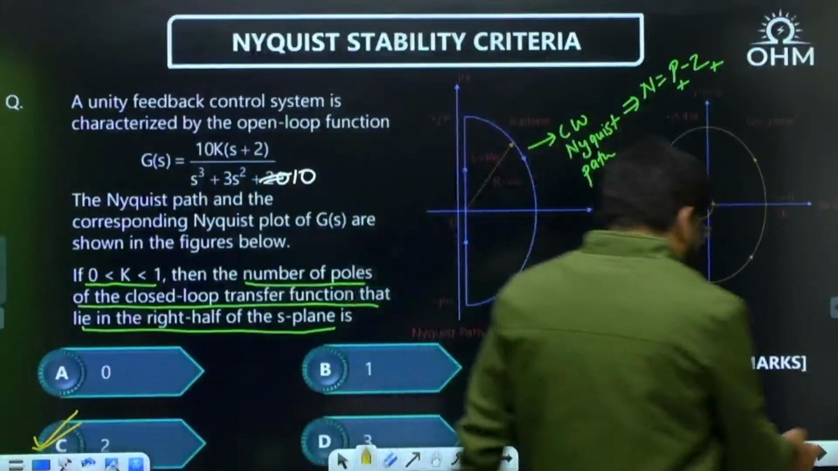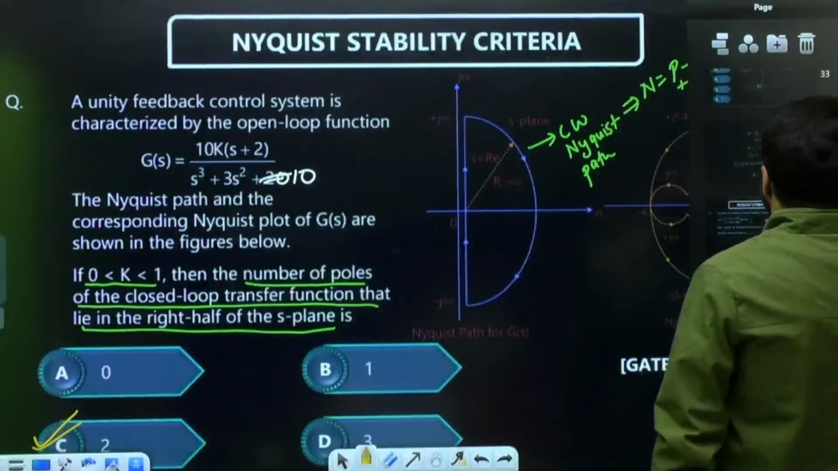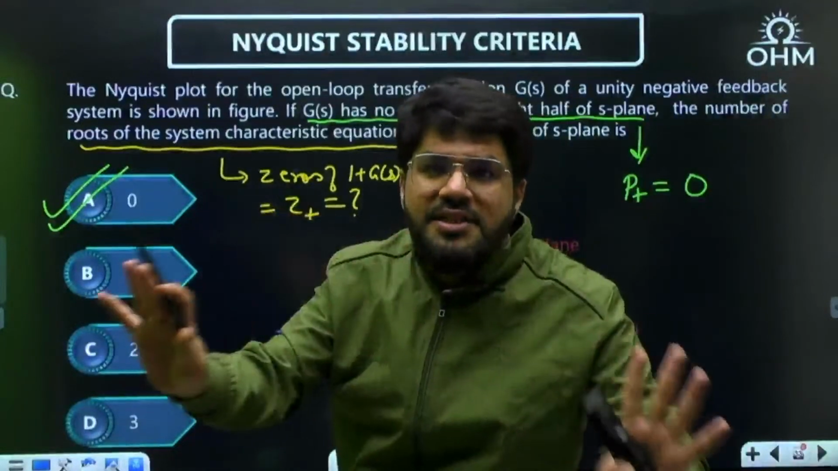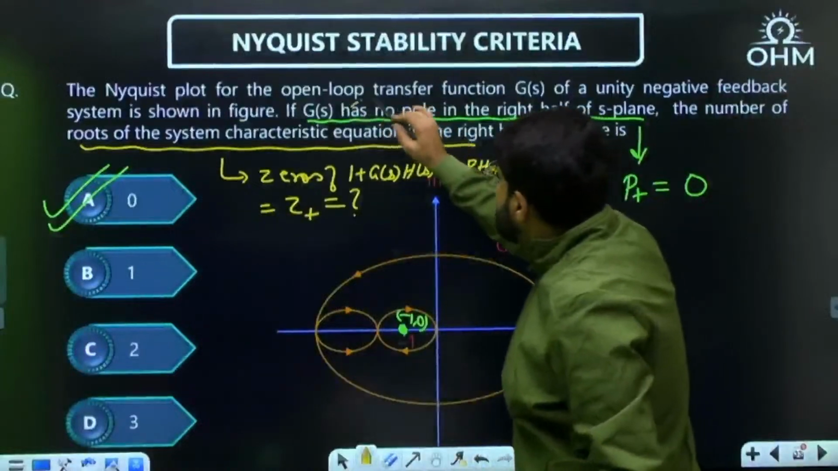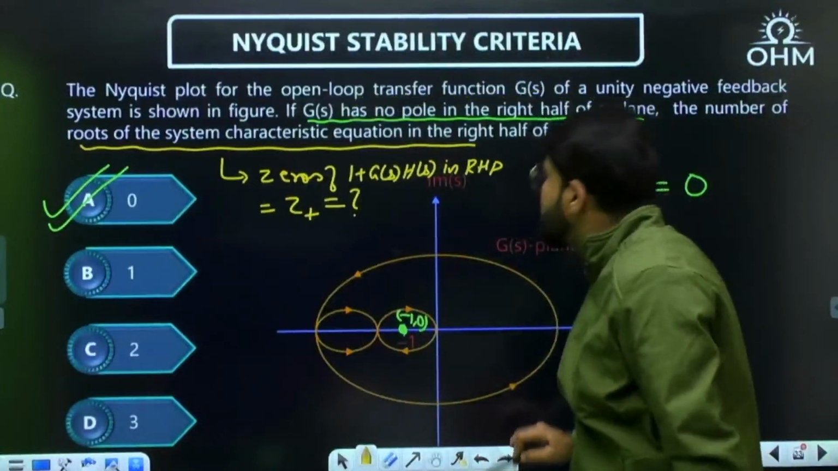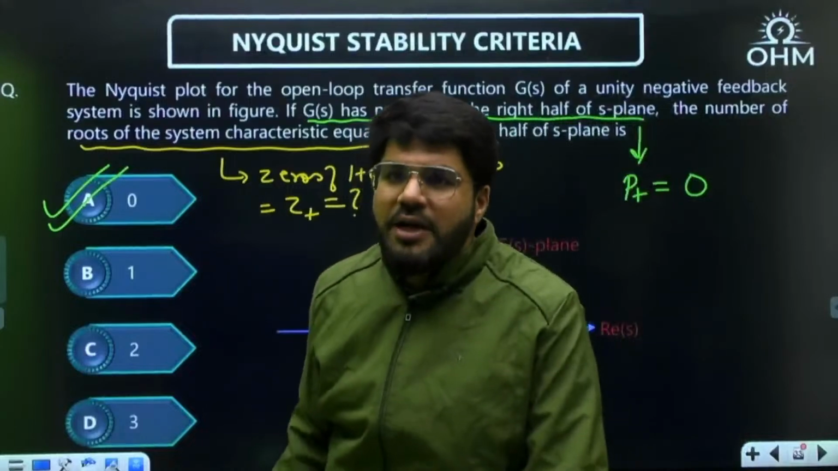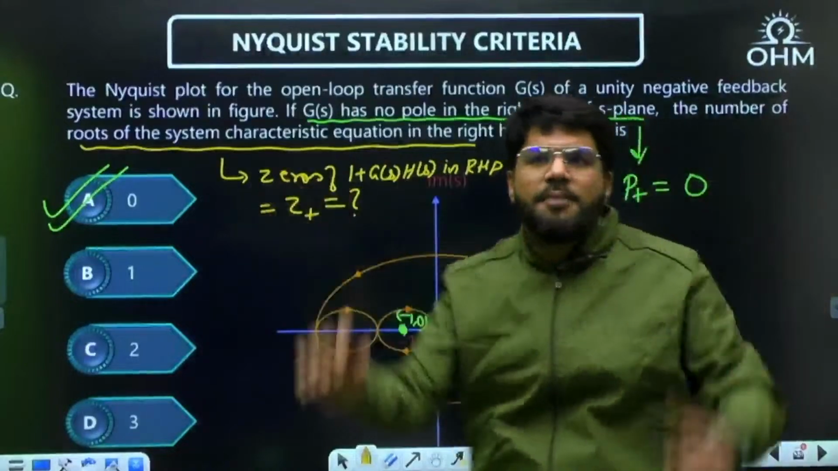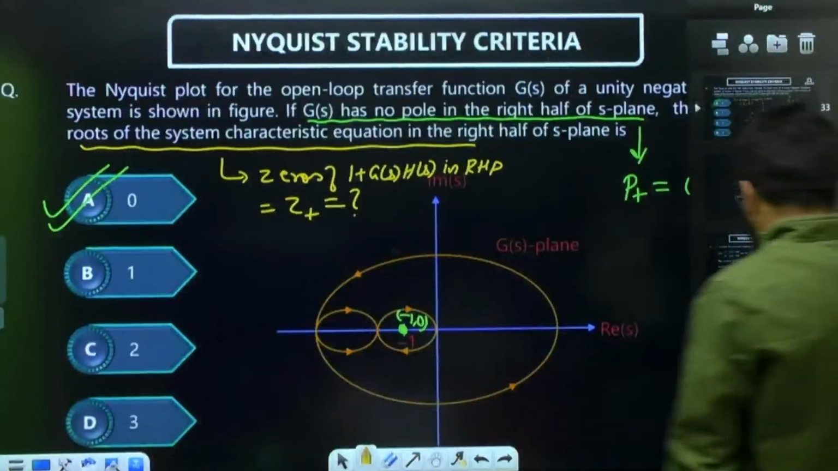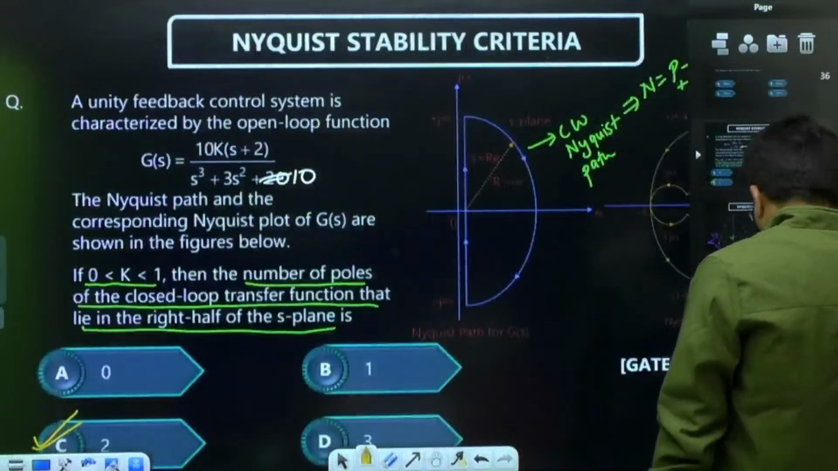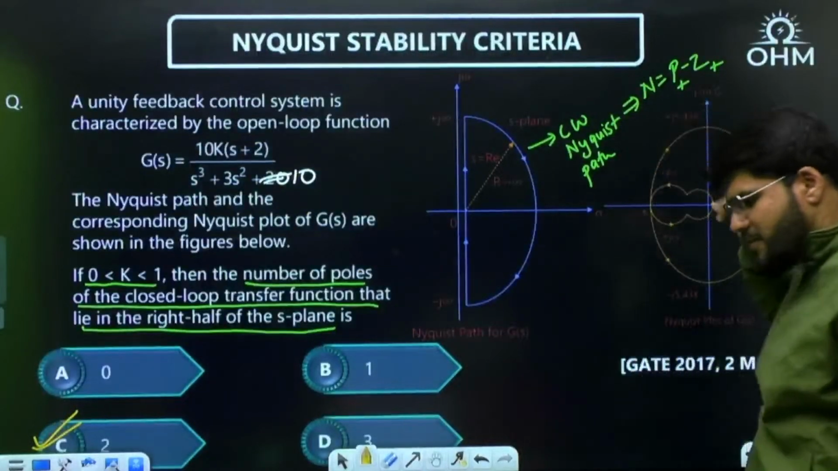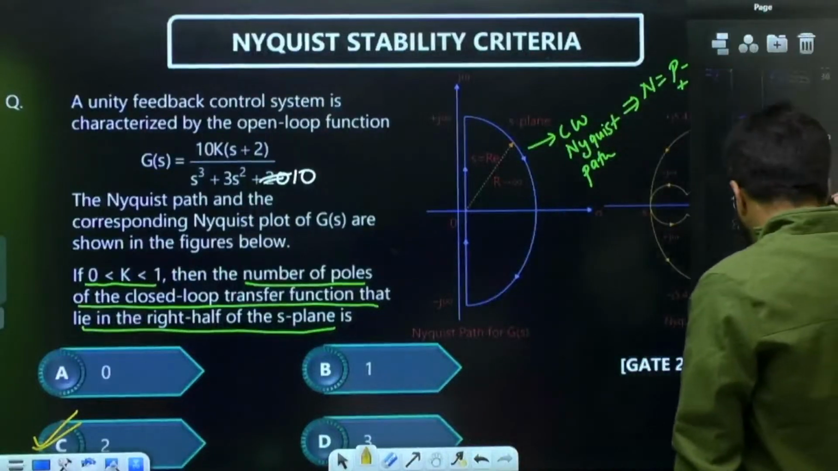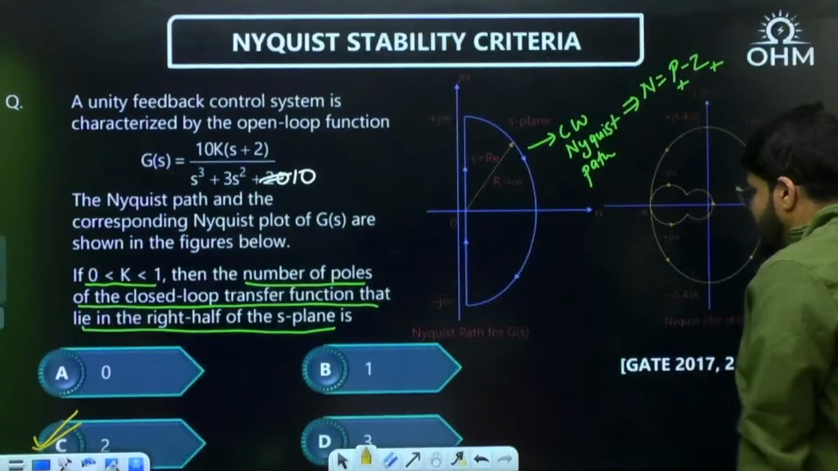Like in the previous question I solved, a Nyquist plot is given. Where is G(s)? That G(s) is not given. Only one piece of information was given: G(s) has no pole in the right half of the s plane. So in such cases, if a Nyquist plot is given, some information about G(s) should be given, but not completely, because if G(s) is completely given, like in this question, you can solve it directly by RH. No need for any other thing.